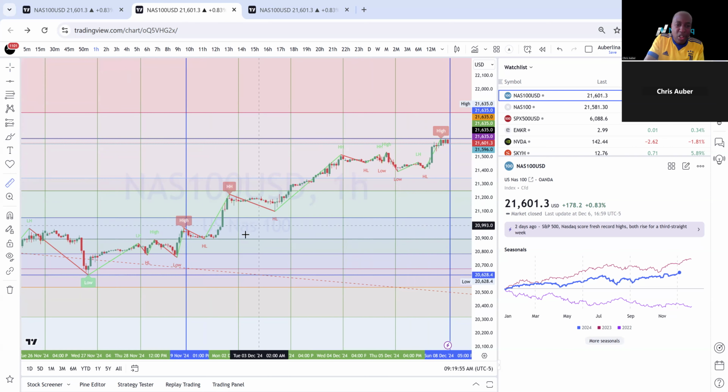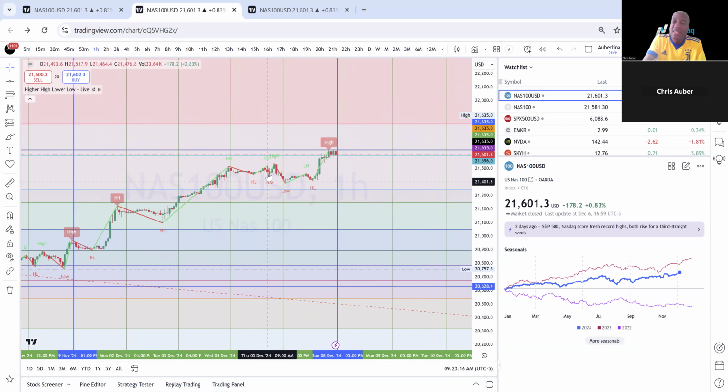Now, look at it. How many pips did the market move last week? From this point all the way up to the final all-time high that it ended on Friday, that was about 7,000 pips. Wow. Who couldn't use 7,000 pips? I mean, depending on your lot size, that would have been a stellar week for you.